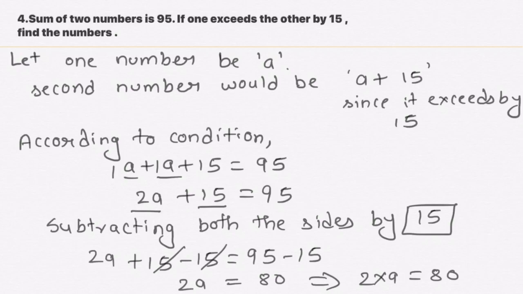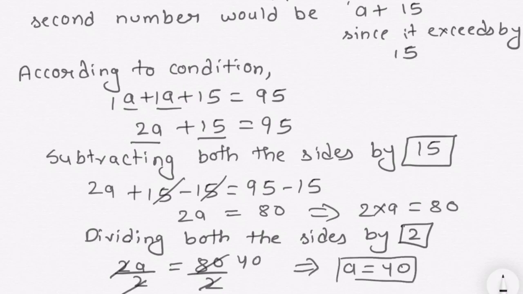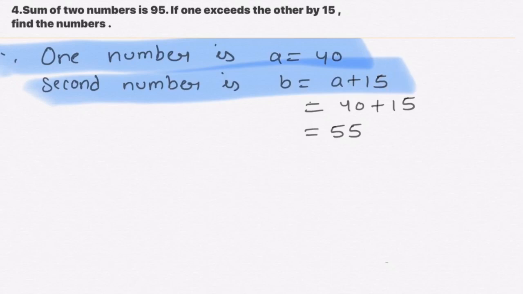Now, since 2 is multiplied with a variable, so dividing both the side of the equation by 2. 2 will get cancelled. 2 1s are 2, 2 4s are 8, which is equal to 40. So A is equal to 40. Therefore, we can say the one number is A, which is equal to 40, and the second number as B, which is equal to A plus 15, which is equal to 40 plus 15, which is equal to 55. Now, this was the first four sum of exercise 2.2.